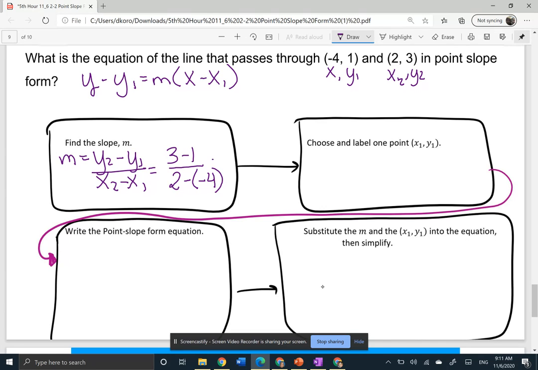Okay, so 3 minus 1 is 2. And this is a positive. So 2 plus 4 is 6. So 2 divided by 6 is 1/3, because we have to simplify that. Okay, so my slope is 1/3.